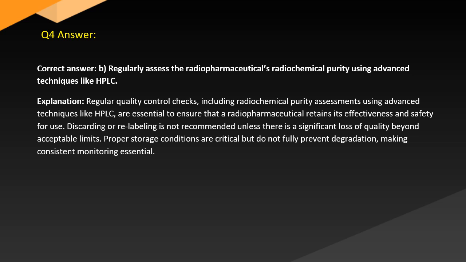Answer. Correct answer. B. Regularly assess the radiopharmaceutical's radiochemical purity using advanced techniques like HPLC. Explanation. Regular quality control checks, including radiochemical purity assessments using advanced techniques like HPLC, are essential to ensure that the radiopharmaceutical retains its effectiveness and safety for use. Discarding or relabeling is not recommended unless there is significant loss of quality beyond acceptable limits. Proper storage conditions are critical but do not fully prevent degradation, making consistent monitoring essential.